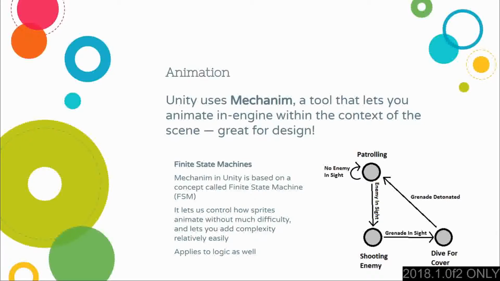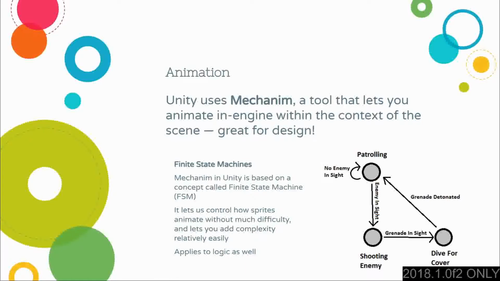If there's an enemy detected, there will be some code inside the game object telling it to change animation to shooting enemy, for example, and then it plays that animation. If there's a grenade in sight, then you dive for cover, and then it runs the dive for cover animation. And if the grenade detonated, it'll go back to patrolling. So this is a very simple example of a finite state machine. You can see here that all the animation states are included in this simple three-circle diagram.